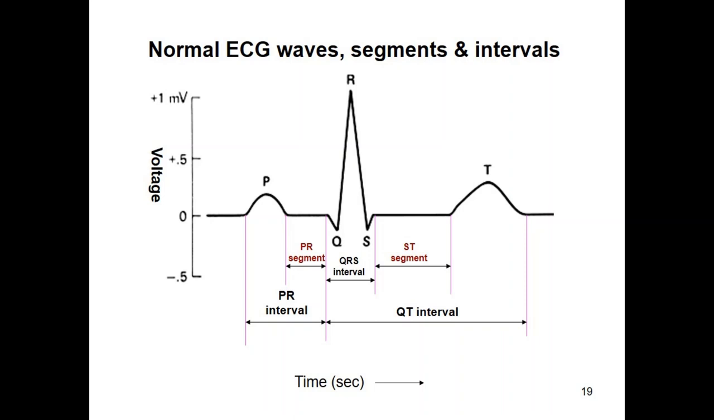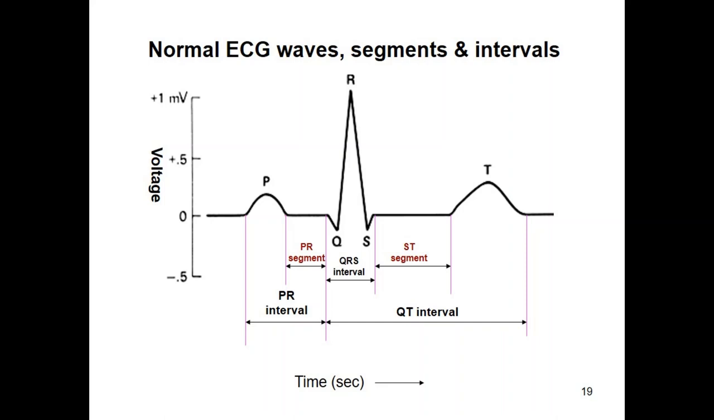Now, after the P, there's a small isoelectric phase, with no activity. The atria are depolarized, the ventricles are yet to depolarize, and a small segment is seen, called the PR segment in the ECG. This is due to the delay by the AV node. So the AV node delays, as I said, before the ventricles get excited and depolarized. This is denoted by the PR segment.